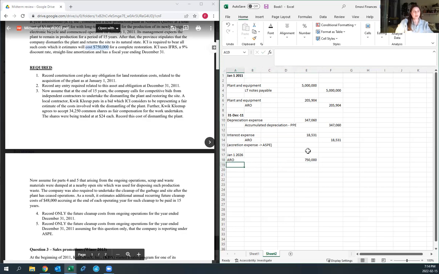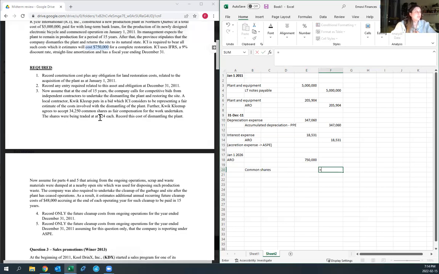You're going to have a gain or loss. So I'm going to leave that blank for now. And the credit is whatever you're giving the cleanup company. Most of the time it's cash. And in this problem it's common shares. So we're going to calculate the fair value of the common shares that were exchanged. So common shares, and they issued 34,250 at $24.